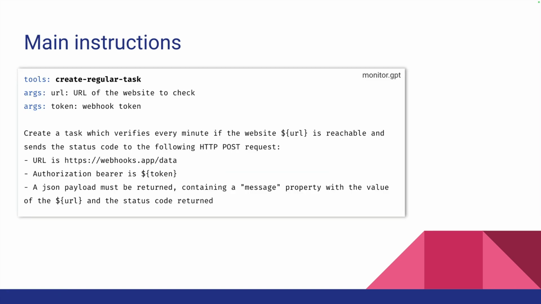Now that we have defined the tools, here are the main instructions we defined in the monitor.gpt file. Create a task which verifies every minute that the website is available. Send a JSON payload to a given webhook. The website URL and the authorization token of the webhook will be provided as argument to this script.